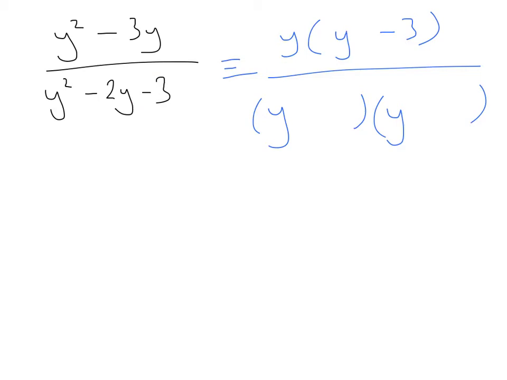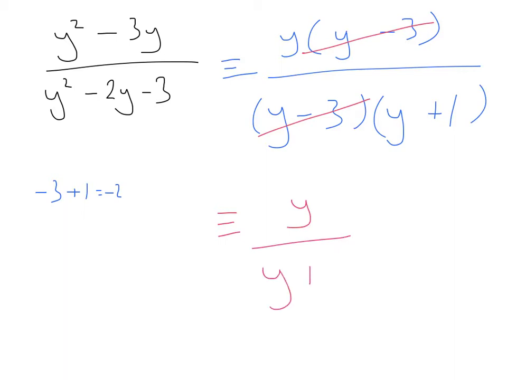One of them will have to be negative. And then if it were negative 3 plus 1, that would make the negative 2 that we need in the middle there. So this must be y minus 3 and y plus 1. We can now cancel the y minus 3 on top and the y minus 3 on the bottom to give us just y over y plus 1.